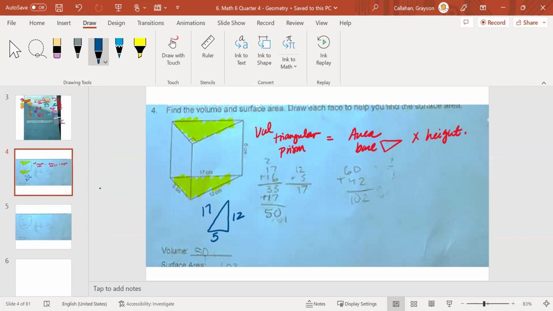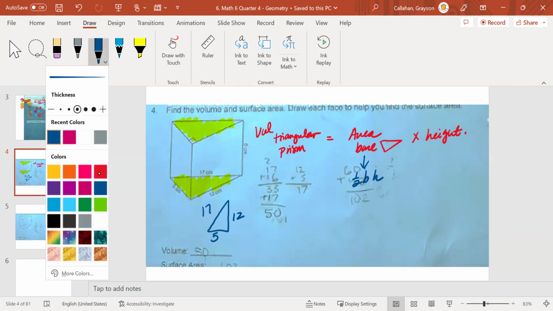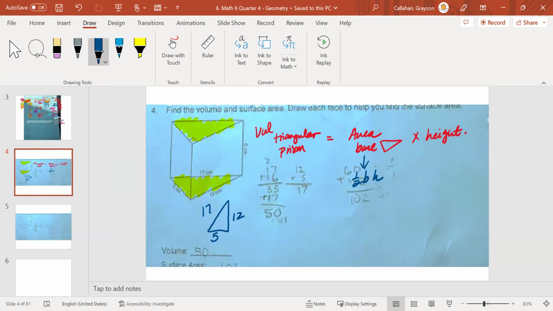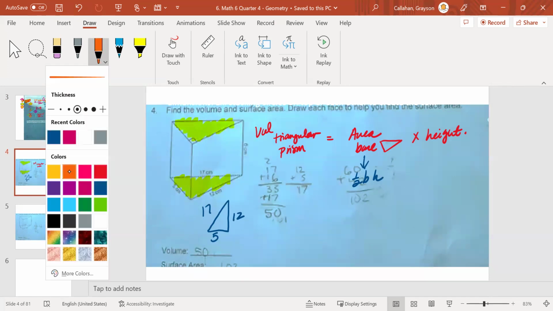Does that look correct? Are the numbers matching your paper? Because mine's a little bit distorted because of the picture. Okay, so how do you find the area of a base? Area of a base is 1/2 base times height, right? Let's label. Which one is your base from this triangle? You have 3 numbers. What number is the base?